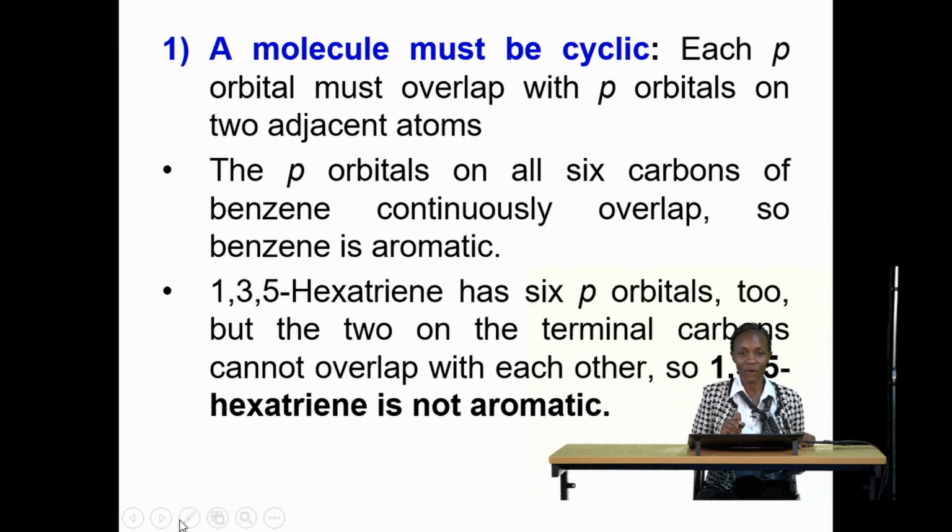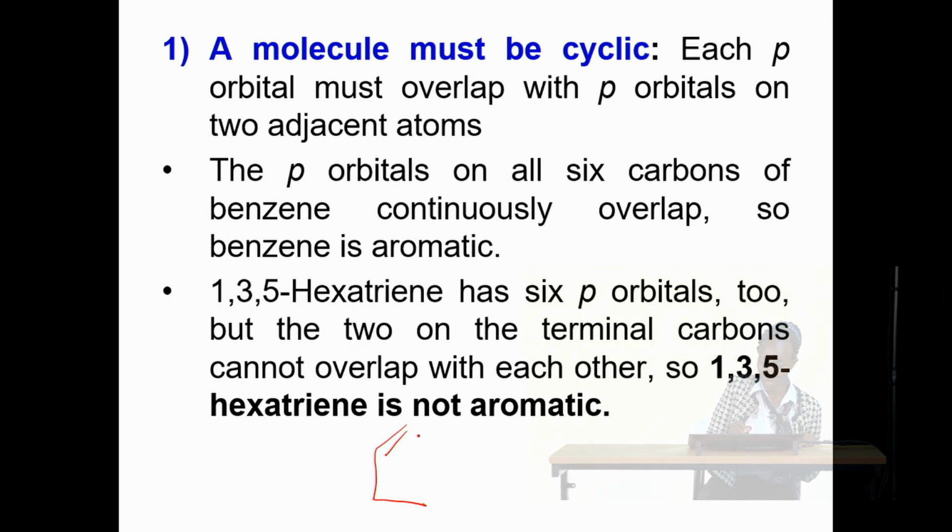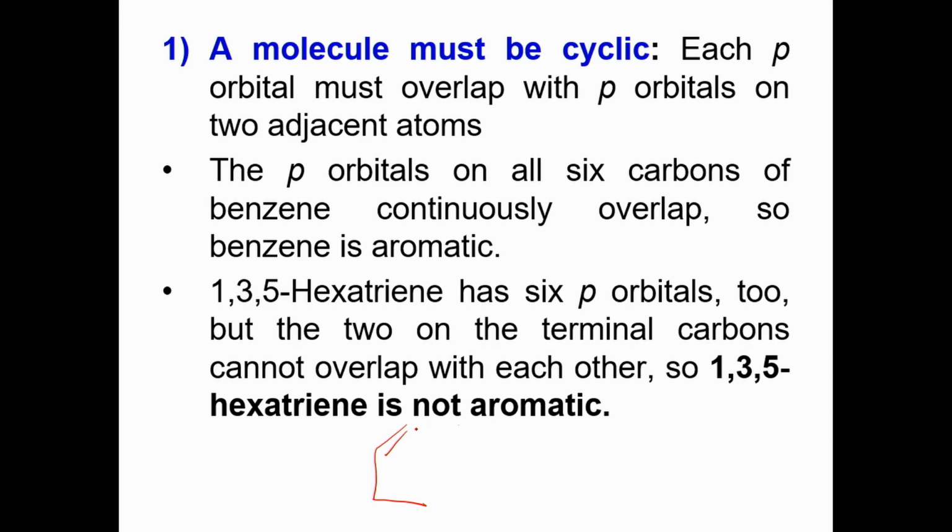So 1,3,5-hexatriene is not aromatic. How does the 1,3,5-hexatriene look like? This is the structure of the 1,3,5-hexatriene. This is a molecule that has 6 carbon atoms. So we have 1, 2, 3, 4, 5, and 6. So at carbon number 1, there is a double bond.